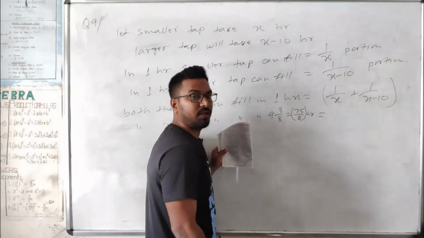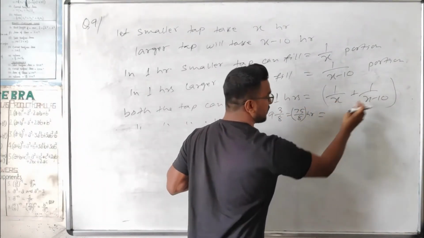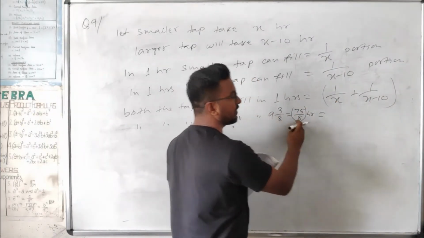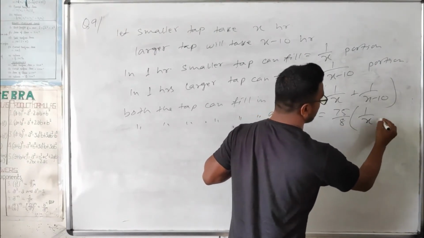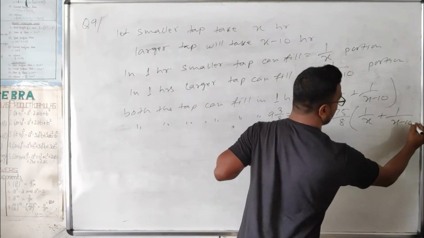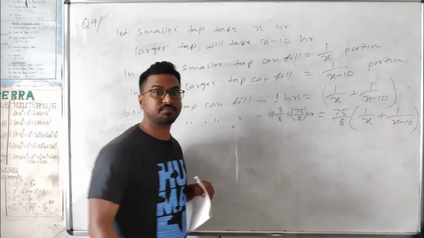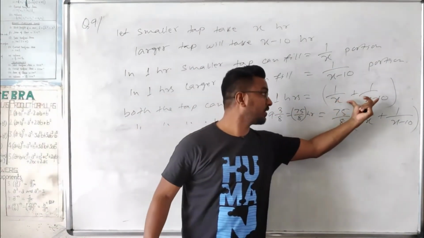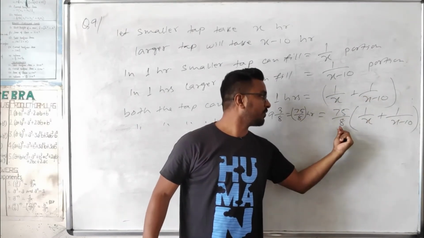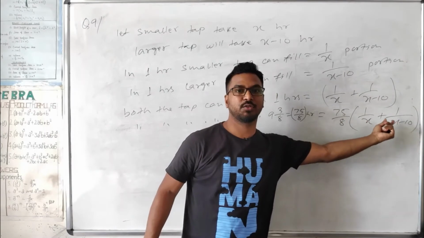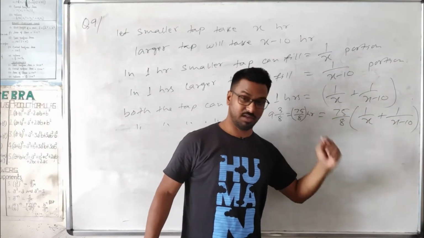Okay, so what will we do? In 1 hour, if it can fill this much, then in 75/8 hours it can fill 75/8 into 1 by x plus 1 by x minus 10. This much you have to multiply. In 1 hour, if it can fill this much, then in 75/8 hours it will fill this much portion. So you just multiply with 75/8.